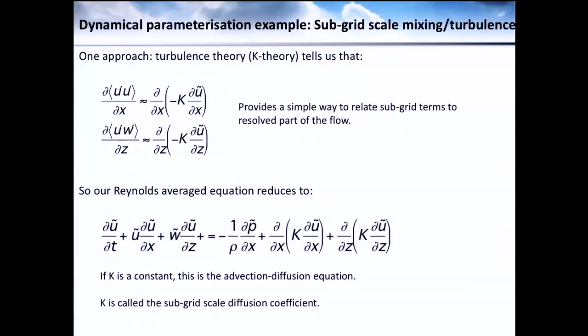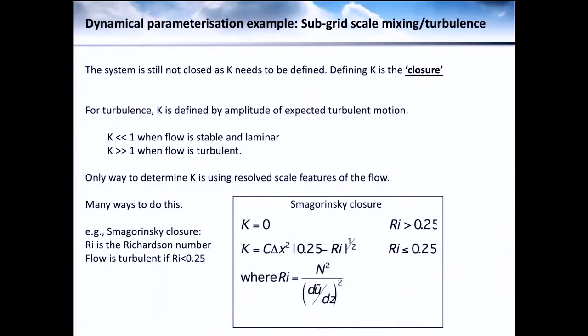Now, this system isn't closed yet, it's almost closed. The closure comes from how to define K. Defining K would give us the closure. And you often hear that term, turbulence closure or parameterization closure. It closes the system of equations.